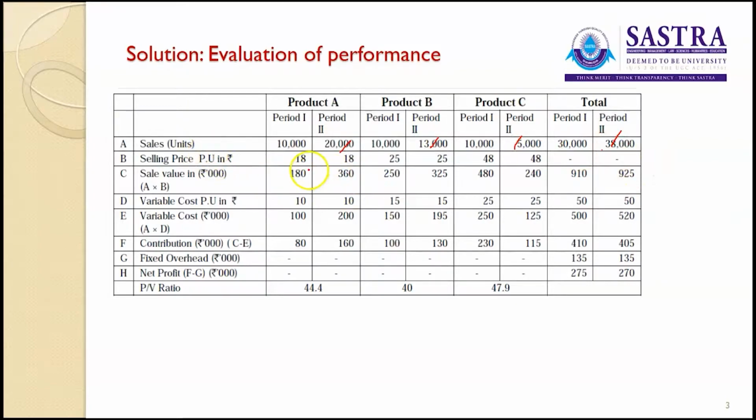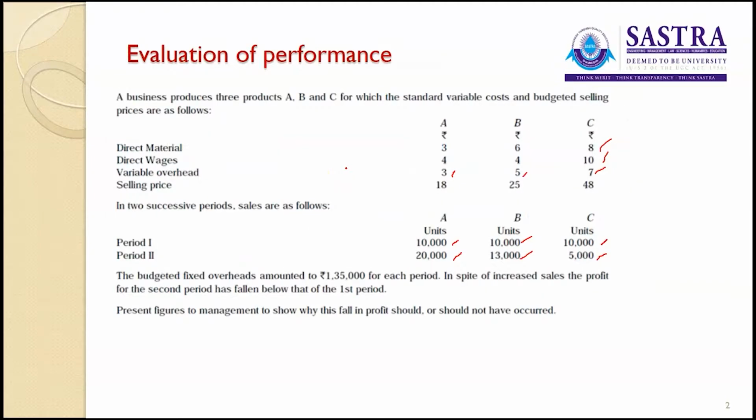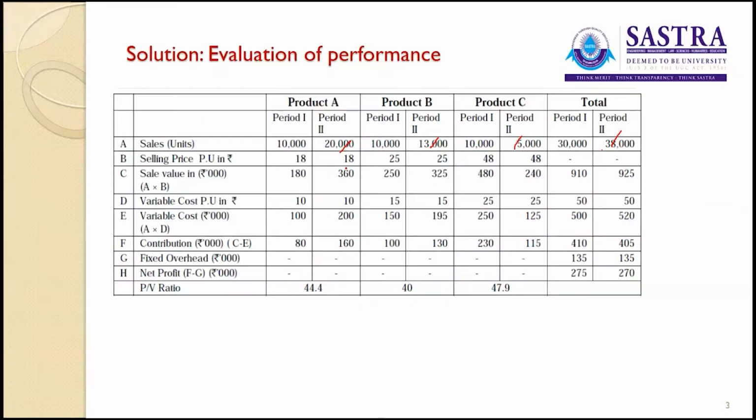Now selling price per unit, it is given in your previous table. Selling price per unit is 18, 25 and 48. So we have written 18, 25 and 48. We don't have any change in the selling price, so we take the selling price of the products in the second period also as the same. Then sales value, it is given in thousands.